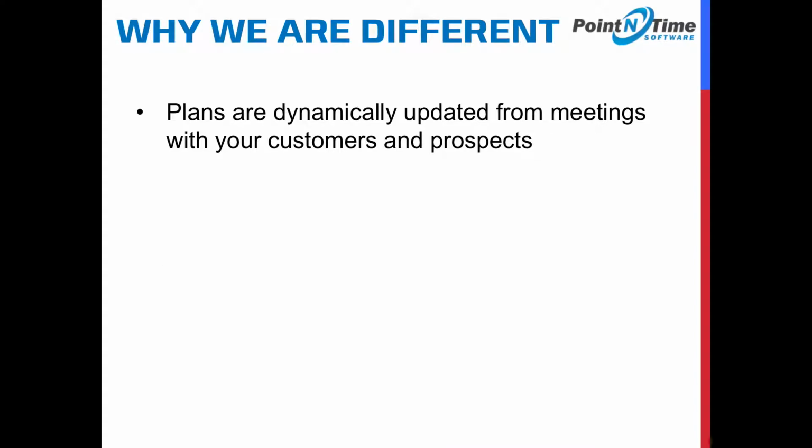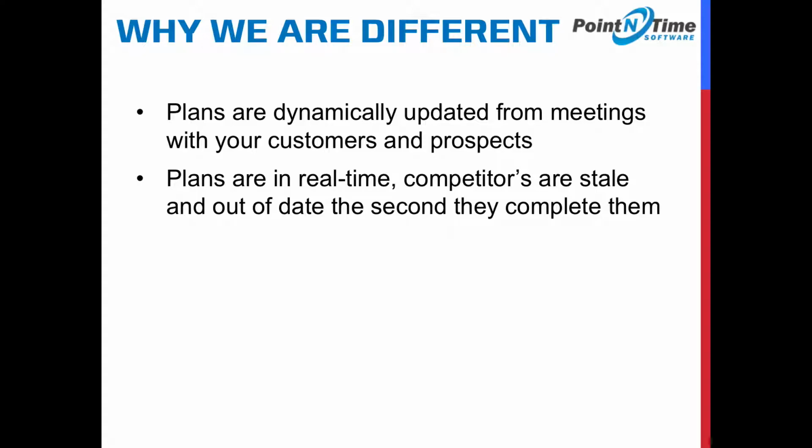So why are we different? Plans are dynamically updated for meetings with your customers and prospects. I can create the plan, and then when I have my meetings using Meeting Mapper, I'm pushing this data up to my opportunity plans and my account plans, and I'm updating those dynamically and improving the score and knowing exactly what's going on, gathering this rich, detailed information to drive revenue.